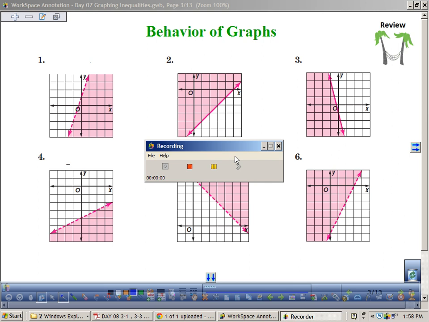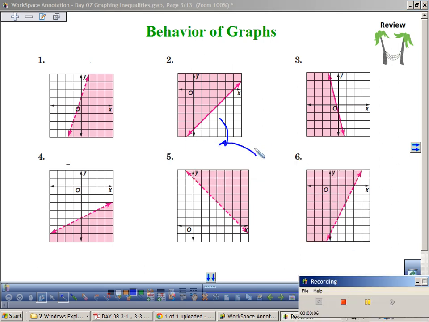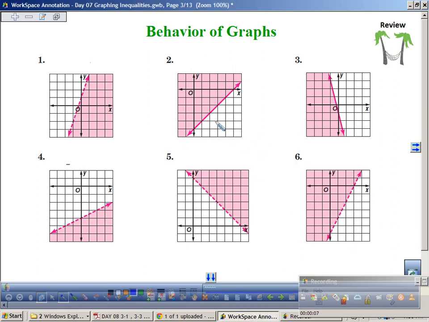Okay, so let's talk behavior of graphs and inequalities. This time I'm going to look at the graph and the shaded region, and I'm going to come up with the equation based on behavior. We always begin with our y-intercept. My y-intercept right here is at positive 1. I'm going to put a positive 1.